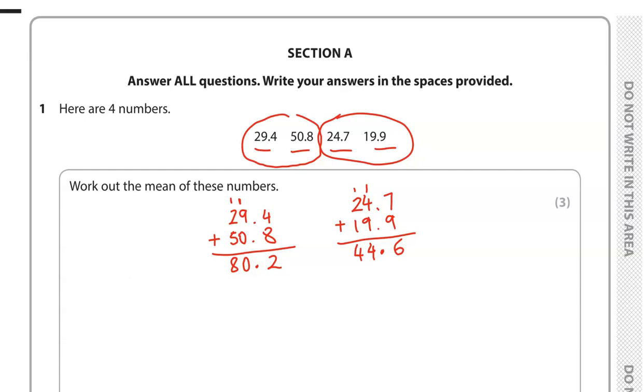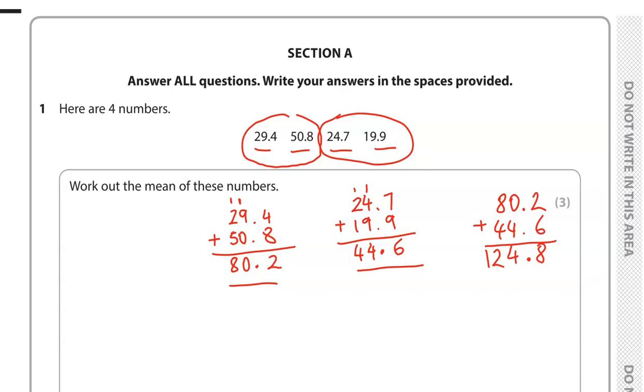So now we're going to have to add these two totals. So 80.2 add 44.6. 2 and 6 is 8. 0 and 4 is 4. 8 and 4 is 12. So 124.8. That's the total of the four numbers.